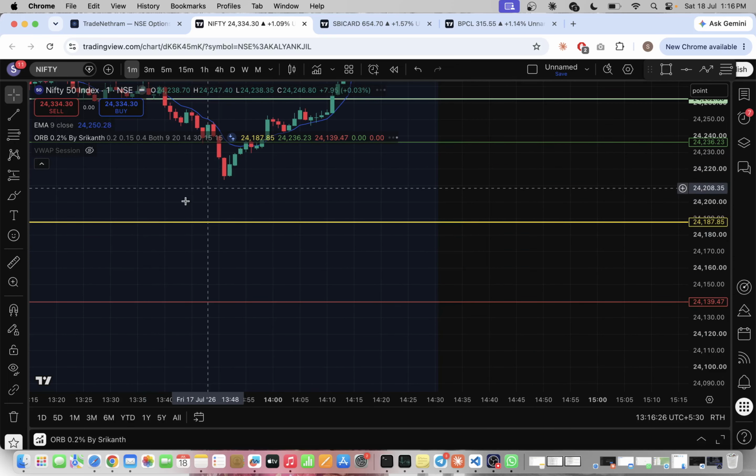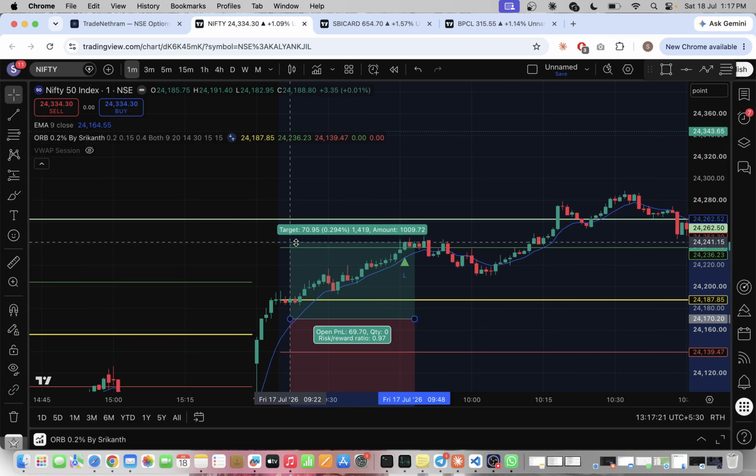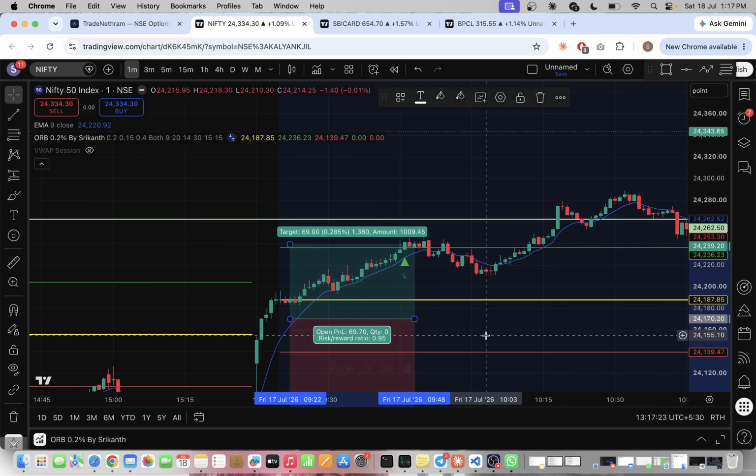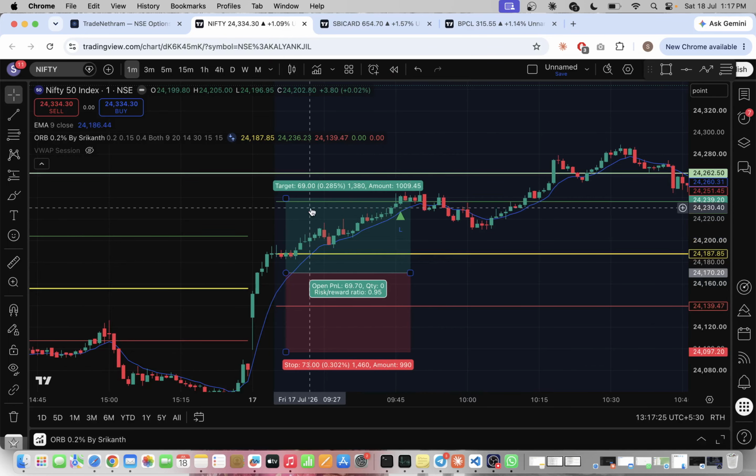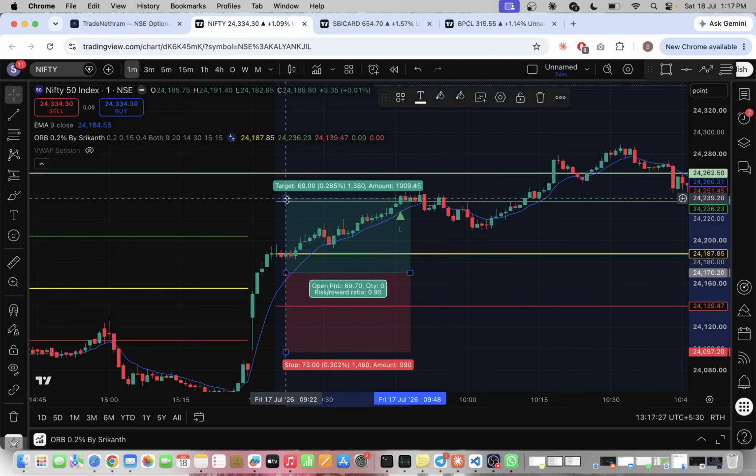So my risk to reward is not sitting, guys, because I yet need one more confirmation about the bias, that is the ORB breakout, right? My first target would be the ORB. So if I'm closing my trade, my risk to reward is not favoring me.